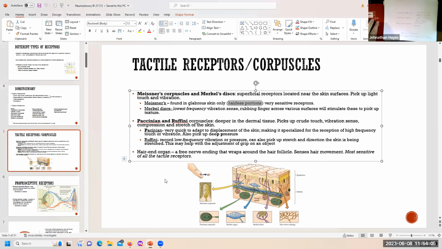And then the most sensitive of all the tactile receptors is the hair end organ. And again, for good reason. If a mosquito's too light to stimulate even a Meissner's corpuscle, it doesn't mean that we can't feel it, right? Because if it lands on a hair, then we're going to smack it, right? But hair end organ is the most sensitive of all the tactile receptors. That's an easy test question right there.